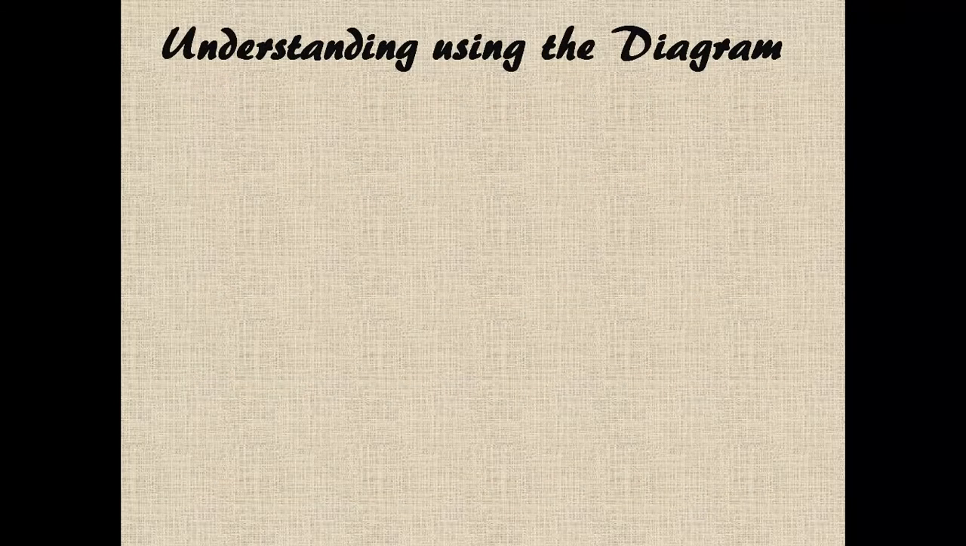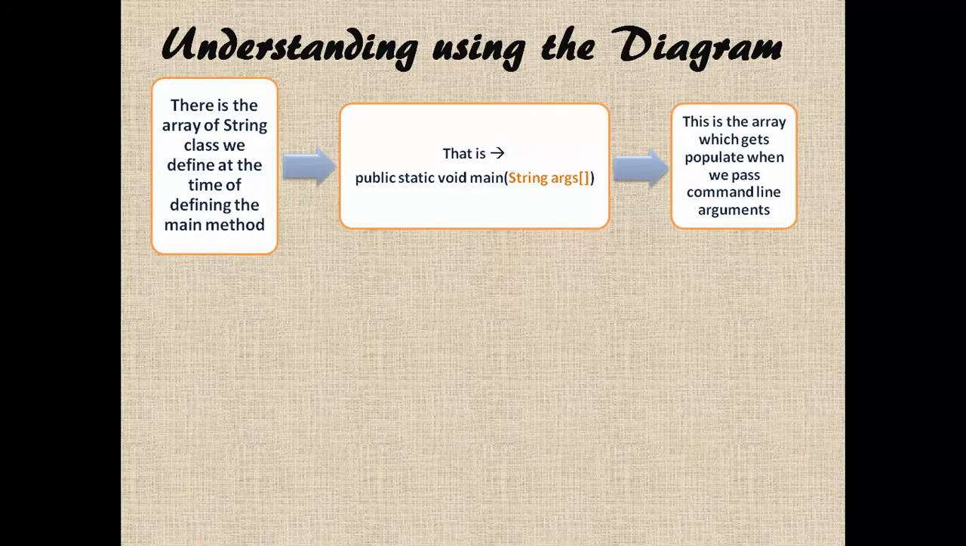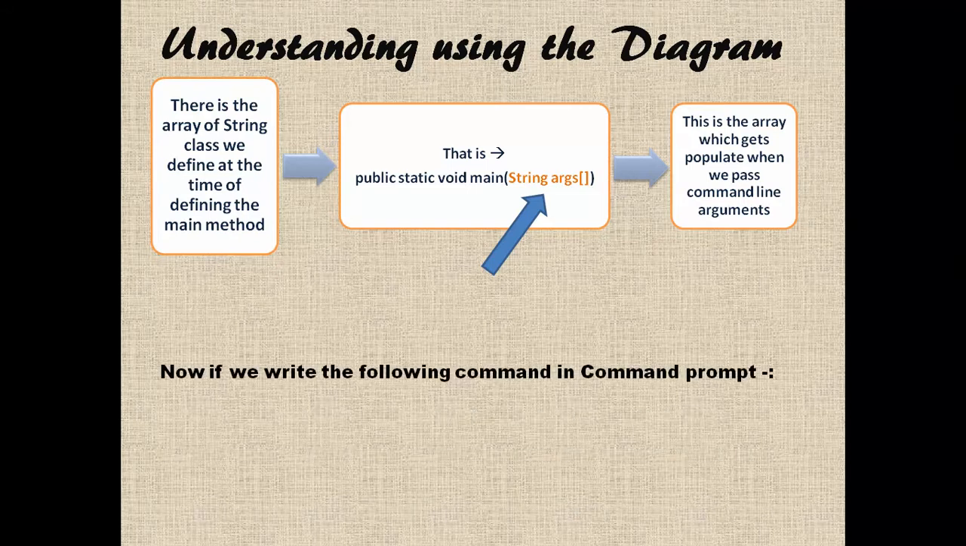Now understanding this whole scenario using the diagram. Like we earlier discussed, there is an array of string which we define at the time of defining the main method, that is public static void main followed by String args. This is the array which gets populated when we pass command line arguments.